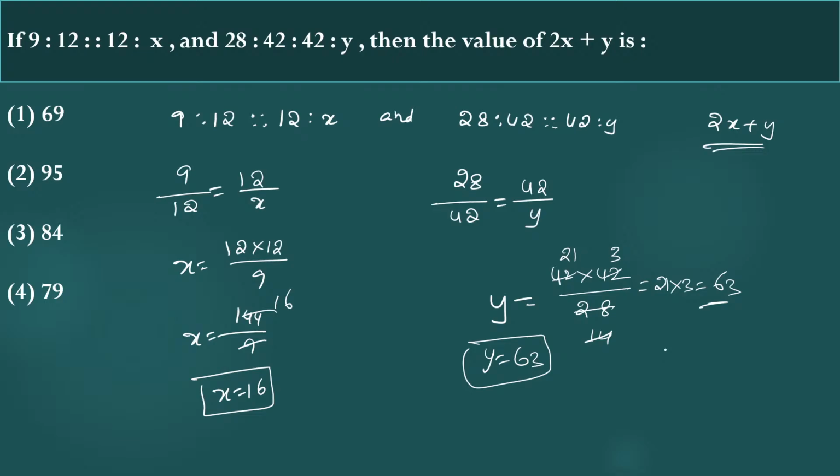So they are asking 2x plus y. So 2 into 16, 32, plus 63. So 32 plus 63, we get 95. So option 2 is correct.